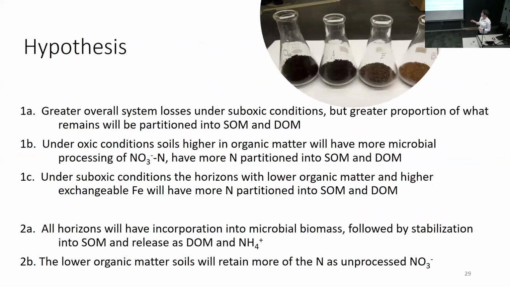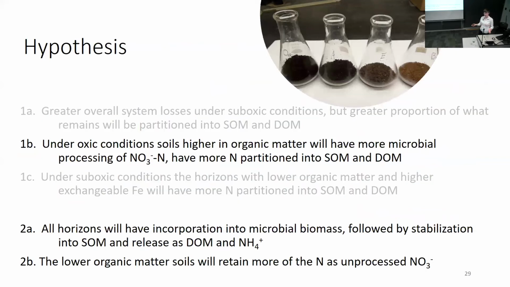Moving back to the hypotheses, two of these we weren't able to address at all at this point because we haven't done the suboxic conditions. Those will be continued throughout the summer. But we did find for oxic conditions that higher soil organic matter did correspond with more nitrogen partitioned into solids, presumably into soil organic matter. Again, we weren't really able to dive too deep into microbial processing or dissolved organic matter, so we would have to improve our techniques to get better quantities of those.